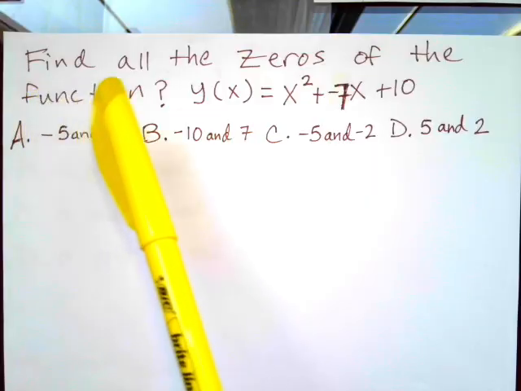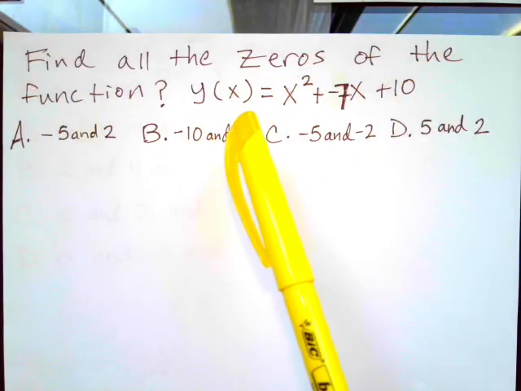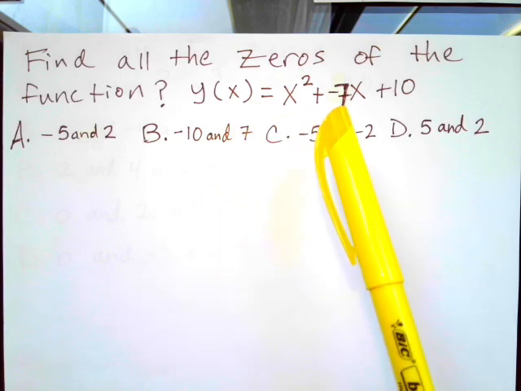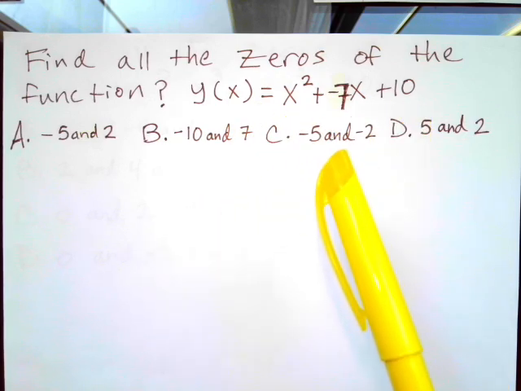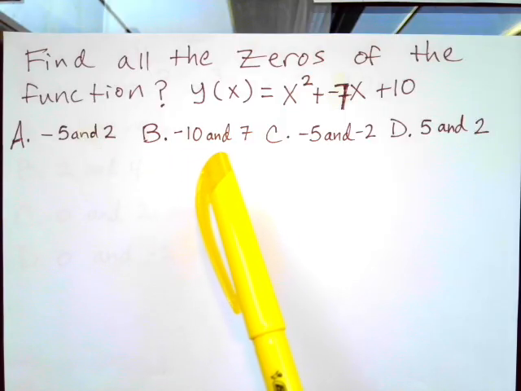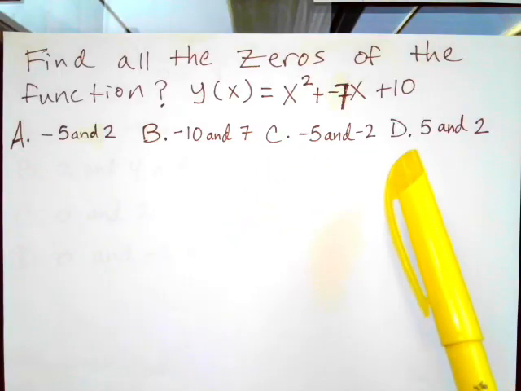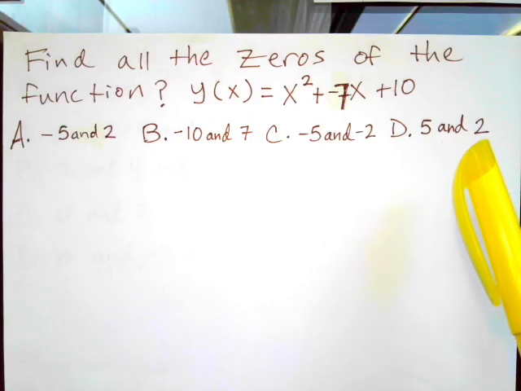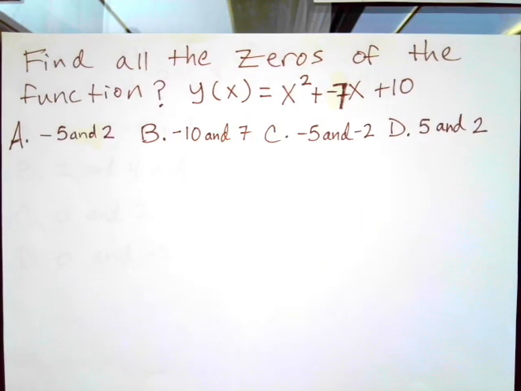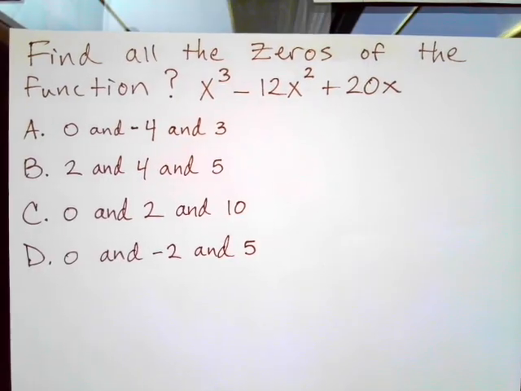All right, find all the zeros of the function y of x equals x squared plus a negative 7x plus 10. So you have options: A, negative 5 and 2. Option B, negative 10 and 7. Option C, negative 5 and a negative 2. And option D, 5 and 2. So that's question number 2. Again, I'll be going over these in detail at the conclusion of the skills review videos.